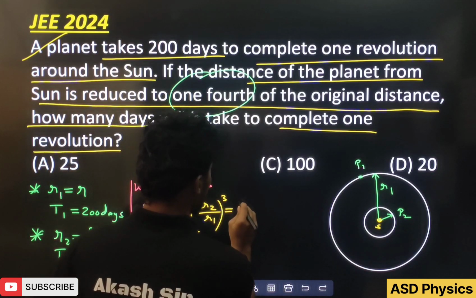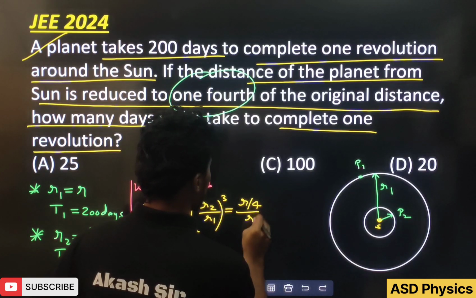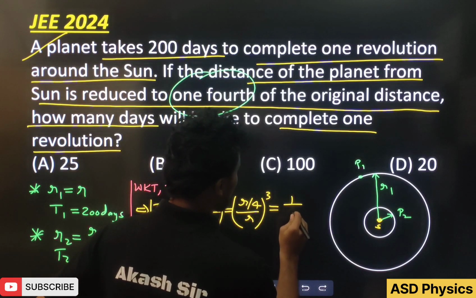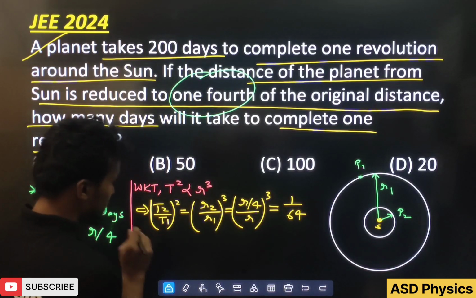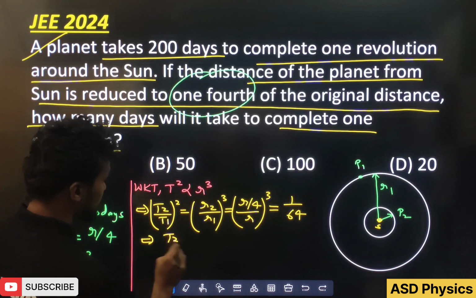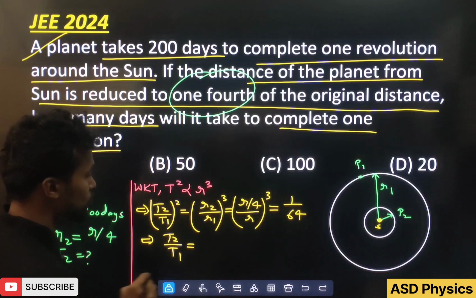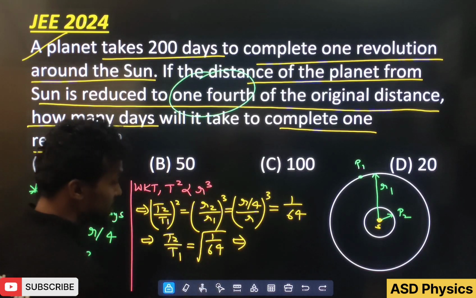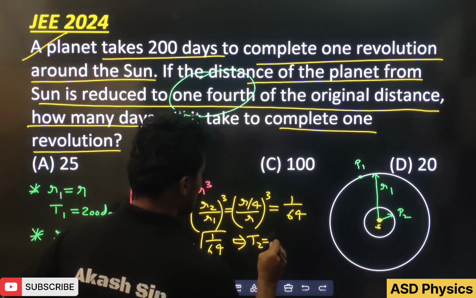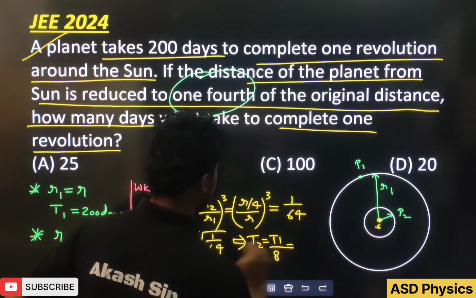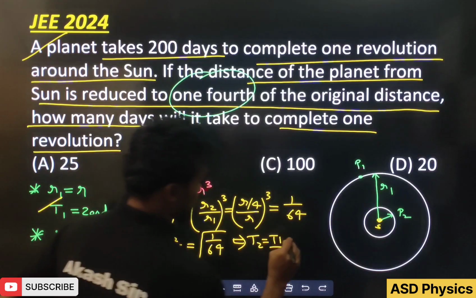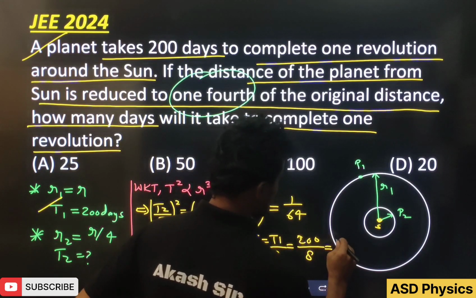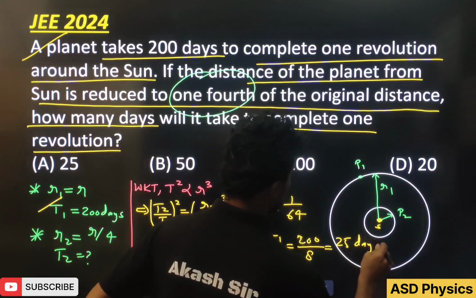So we can write (R by 4) by R whole cube. Anyhow R cancels, and it will become 1 by 64. Hence we can write T2 by T1 is equal to square root of 1 by 64, and that will become 1 by 8. So we can say T2 will become T1 by 8. T1 is given as 200, so we can write 200 by 8. So 200 by 8 is 25 days in the same unit.